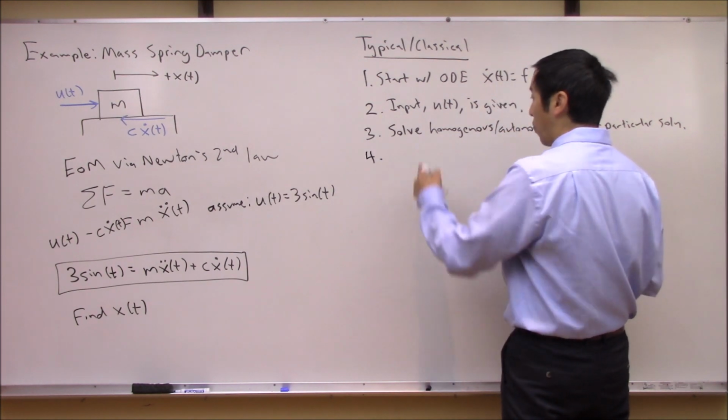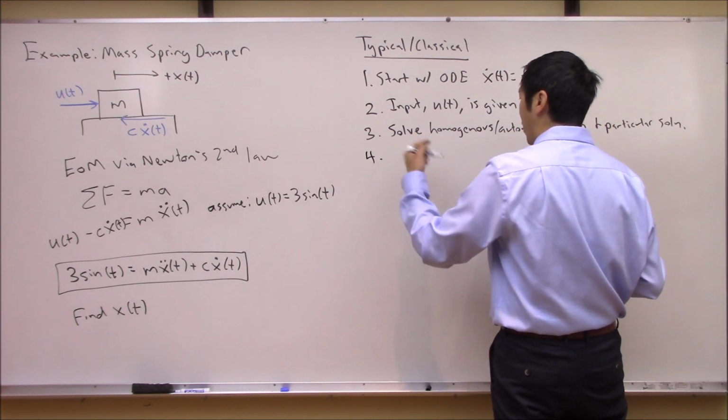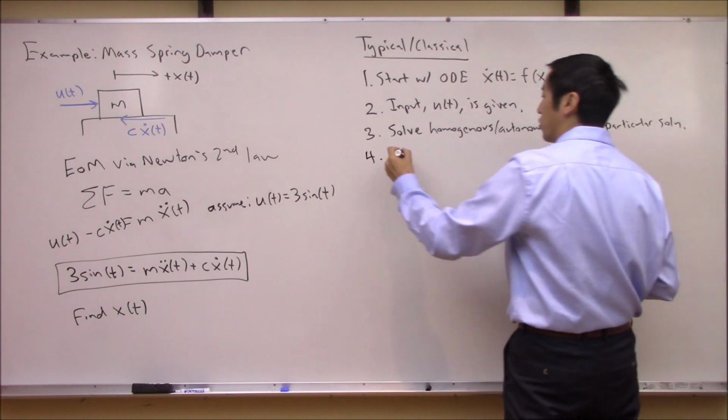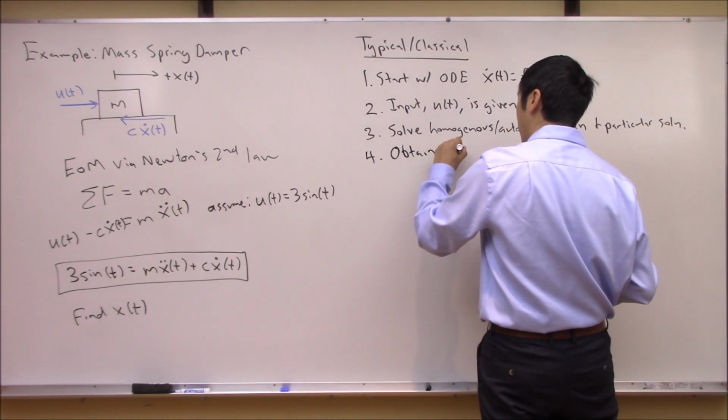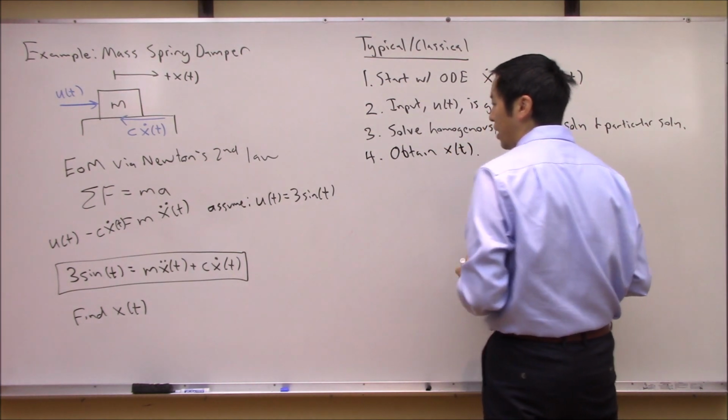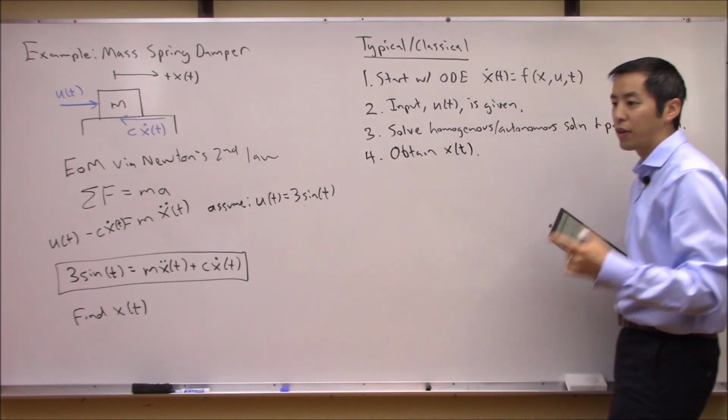Okay, and then step 4 is once you solve for those, you can basically just add up the homogeneous and the particular solution, and you obtain x of t. And again, the main disadvantage with this procedure is step 3 is non-trivial, as we're going to see later.